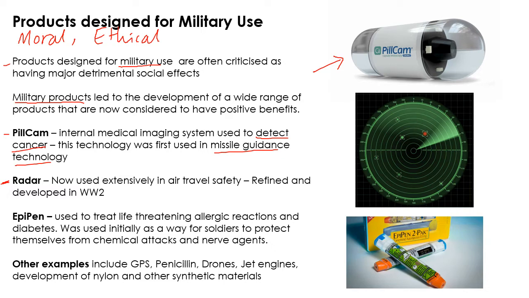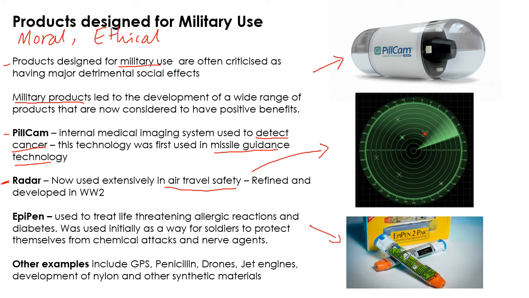Radar is another example, used a lot in air travel safety nowadays, but it was refined and developed in World War II to spot, obviously, enemy aircraft. But it's now used a lot in air travel safety.